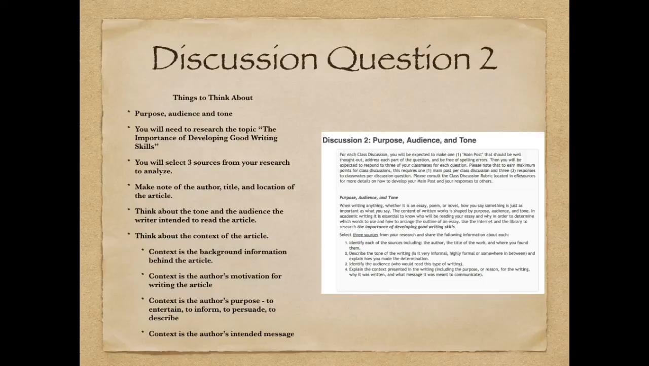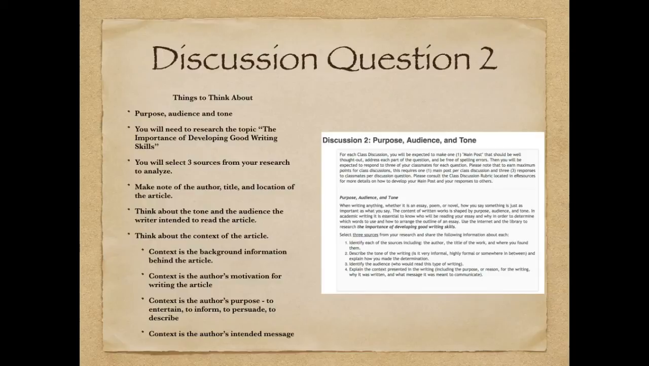There'll be a bunch that come up, but you're going to choose three of them that you want to analyze for your discussion prompt. Make note of the author, title, and location of each article. Think about the tone and the audience the writer intended to read the article. Think about the context of the article. Now, context is the background information behind the article.